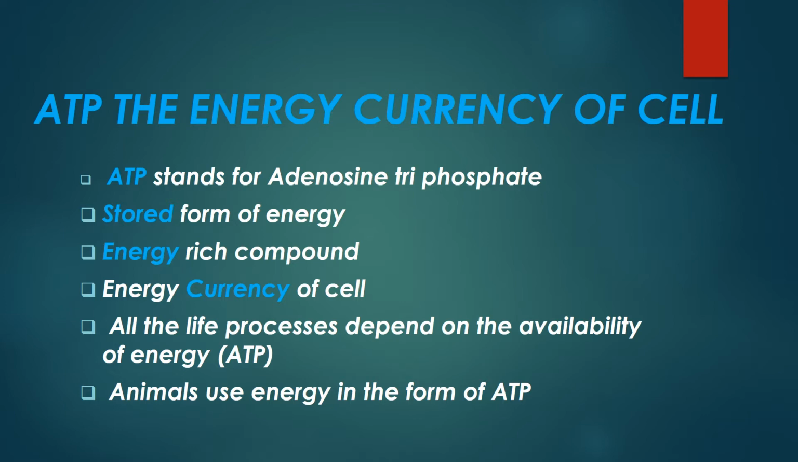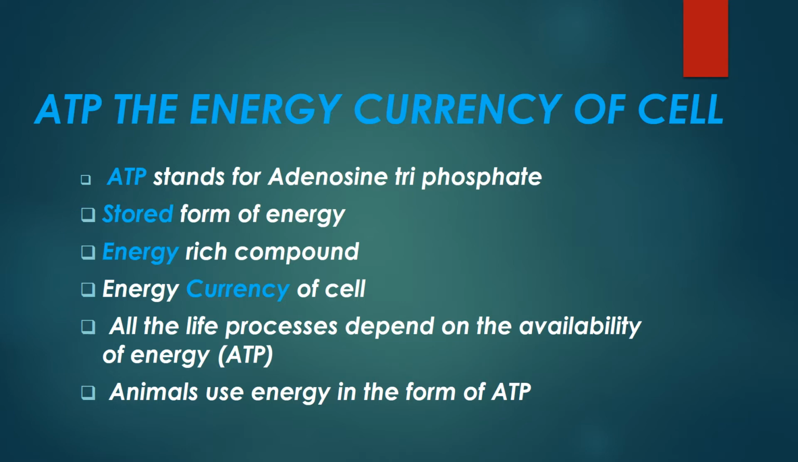ATP stands for adenosine triphosphate. Why do we call it adenosine triphosphate? Adenosine, we will discuss in the next slides. Adenosine is called so due to the combination of ribose sugar and adenine base. So due to the combination of these two, we call it adenosine. And tri means 3, phosphate means phosphate group. So there are 3 phosphate groups with the adenosine, so it is called adenosine triphosphate.